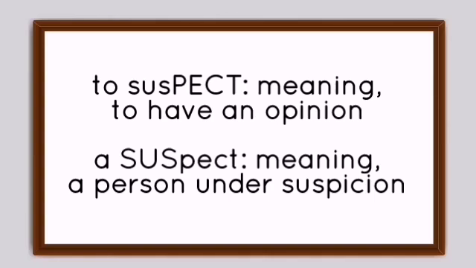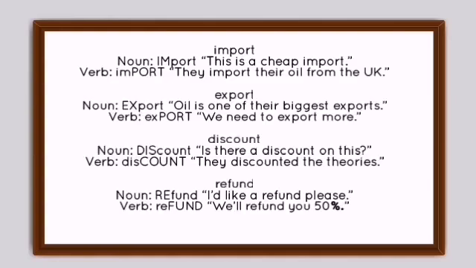To understand this concept further, here is an example. Suspect, meaning to have an opinion. A suspect, meaning a person under suspicion. And if you look closely, having the stress on the last syllable depicts the word as a verb, while having the stress on the first syllable depicts the word as a noun.